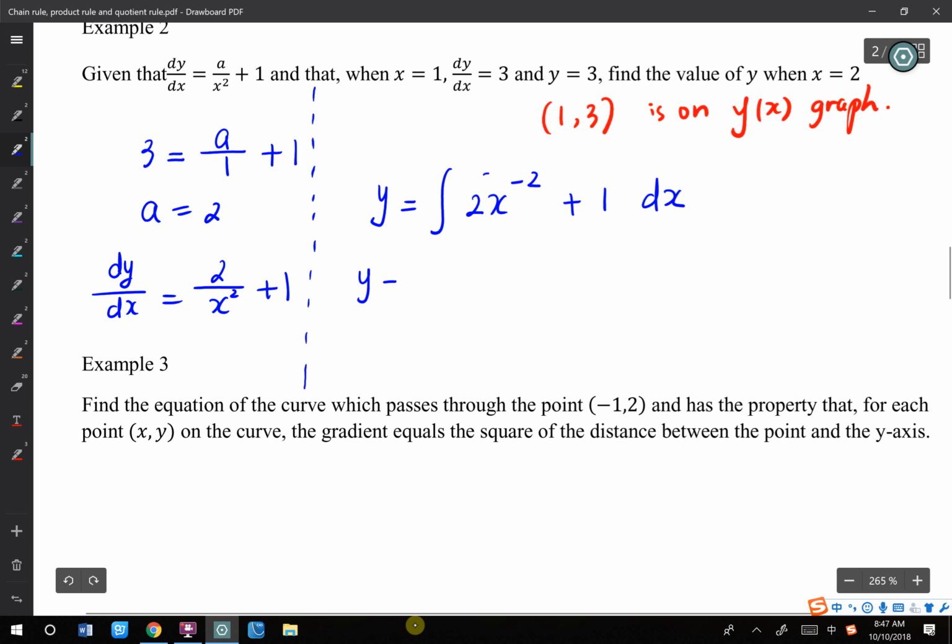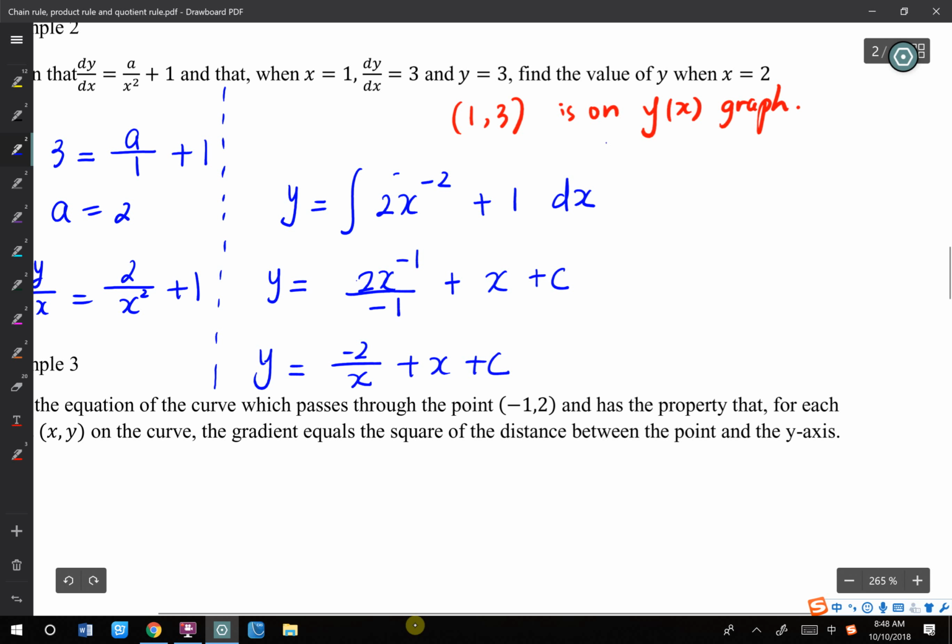All right, everyone, how to antidiff? Do you remember how to antidiff? Yes, so we add 1 to the power, that's minus 1, and we divide by minus 1. Thank you. And then how about the 1? 1 becomes x. What else do I need? Plus c. Okay, so y equals minus 2 over x plus x plus c.